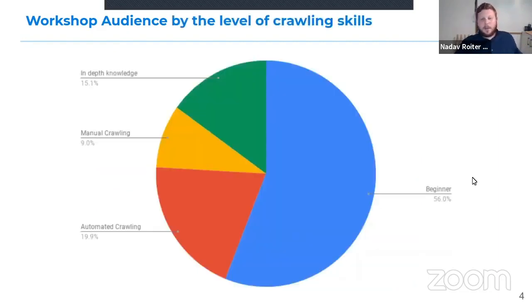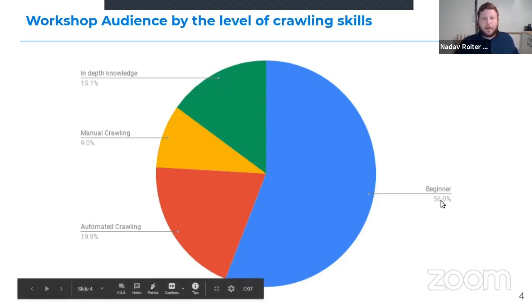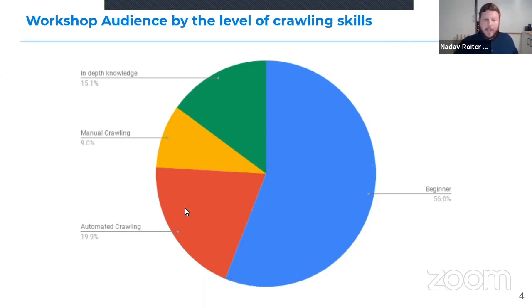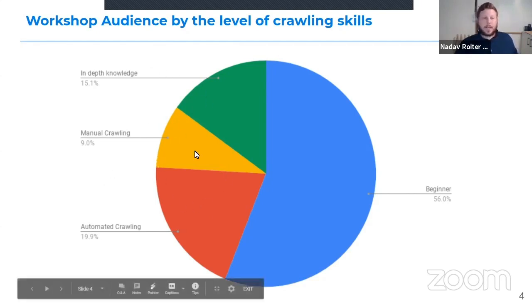And then also I thought this would be interesting for you guys. When you first registered, we asked you what level of crawling skills you had. And the responses were quite varied, even though 56% were really on a beginner crawling level. 20% of our audience today is currently using automated crawling. 15% has in-depth knowledge about crawling and data crawling skills, and the rest, 9%, is doing manual crawling now.